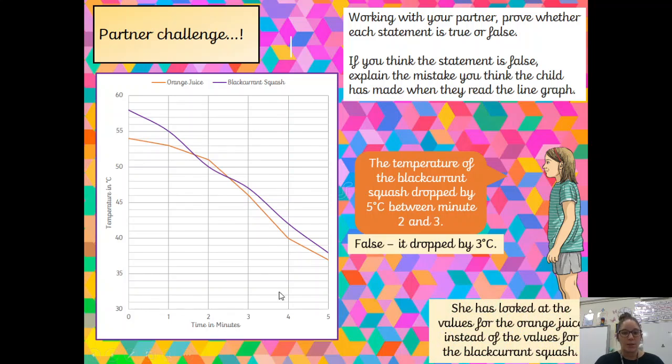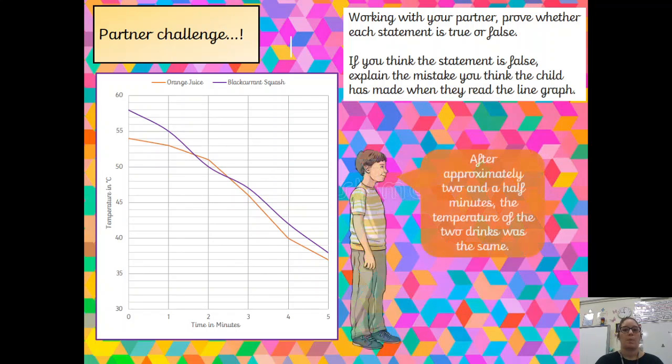If we look carefully, she looked at the values of the orange juice instead of the blackcurrant. Okay, so minute 2 for the orange juice was 51. And then it was 46. She was looking at the wrong piece of data. It's really important that you are looking at the correct lines.